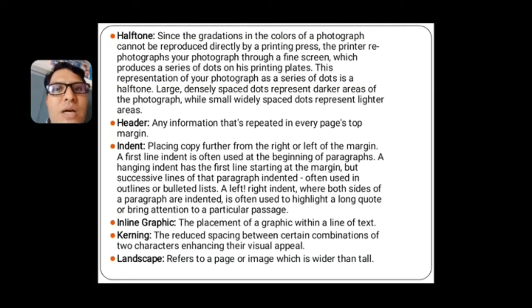And next one is kerning. Kerning is the reduced spacing between certain combinations of two characters, enhancing their visual appeal. Here kerning means reducing the spaces between the characters. Characters means letters. Okay, so if you are reducing the spaces between the letters, then it is possible by using the concept of kerning.